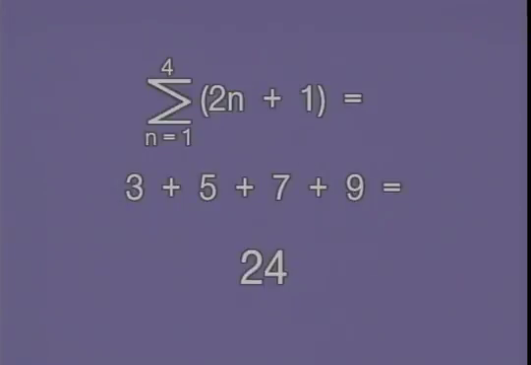And at the bottom of the visual, you notice we've taken n equal 1. 2 times 1 plus 1 is 3, and there's your 3. We've replaced n with 2. 2 times 2 plus 1 is 5. And we replaced n with 3. 2 times 3 plus 1 is 7. And we replaced n with 4. 2 times 4 plus 1 is 9. 3 plus 5 plus 7 plus 9, the sum of those four terms is 24, which is the answer to our summation problem.